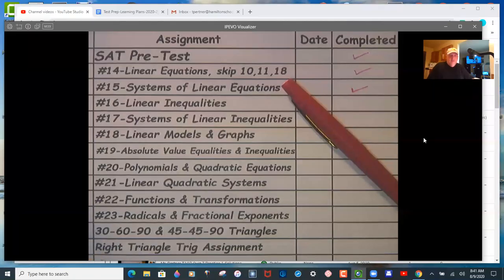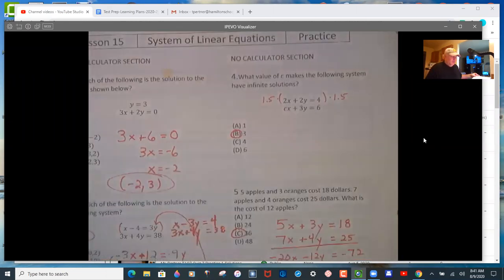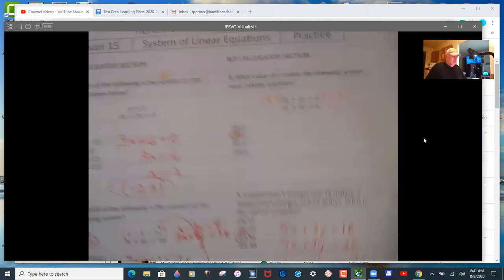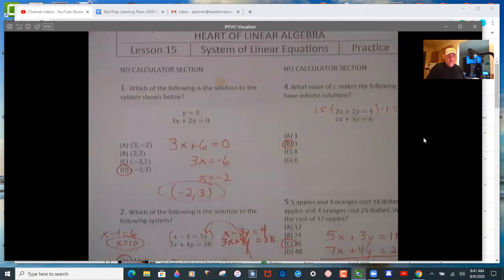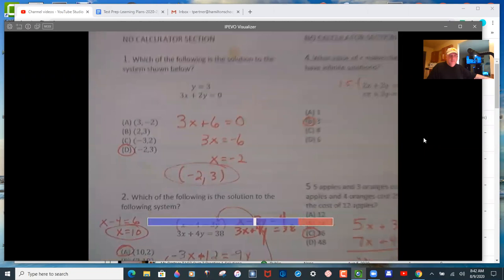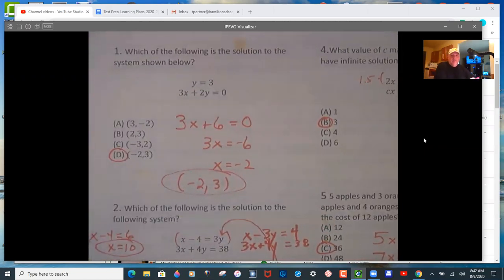These are the solutions for the second assignment, assignment number 15, systems of linear equations. So keep in mind, no calculator on these. You can see my coffee spilled there. So we have to think of methods of solution without a calculator.